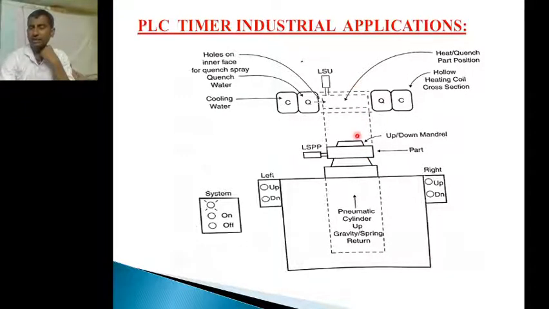When the part reaches the topmost position, the LSU sensor, the limit switch up, will be activated. Then the part will be heated for 10 seconds and cooled for 6 seconds, and after 1 second the system will be reset. This is the procedure. Here we make the hardening of a metal.